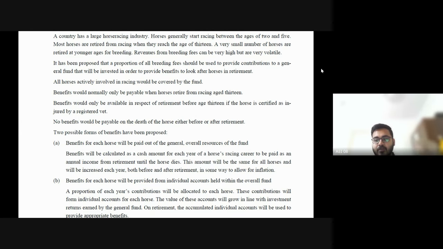In the background information, some of it is kind of like white noise, it's not really required in that sense. But after you have read A and B and you've understood those very well, it should ideally be absolutely clear to you that A is nothing but a DB scheme and B is nothing but a DC scheme.